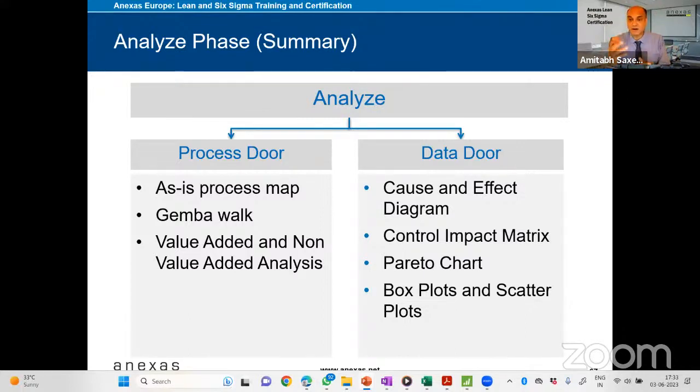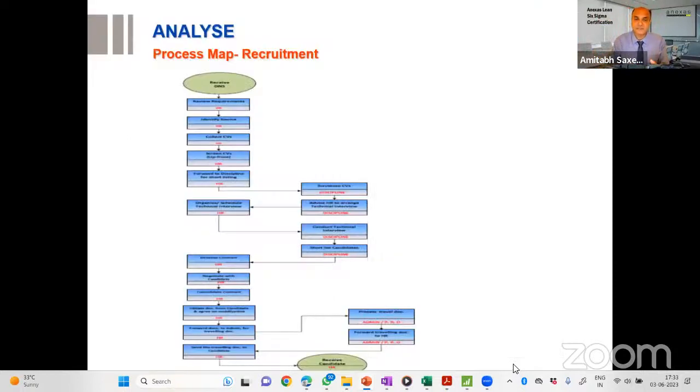We do a Gemba walk. Gemba walk means we go and see how the things are taking place. And we identify the value added and non-value added steps, what are the wasteful steps in the process, and we try to reduce them. And then in the data door, we do a cause and effect diagram, we do a control impact matrix, we do a Pareto chart, box plots, and scatter plots. So first we do a process map.